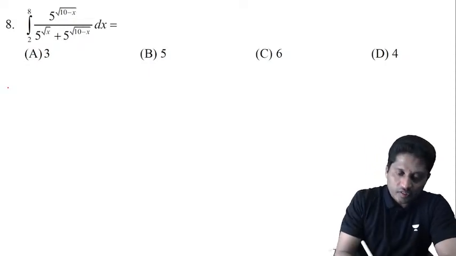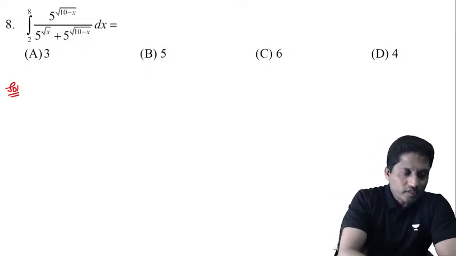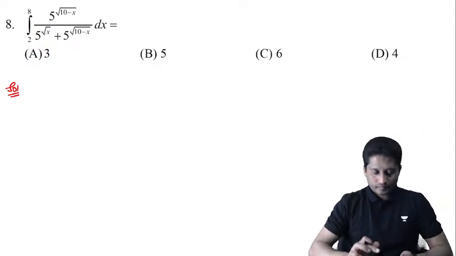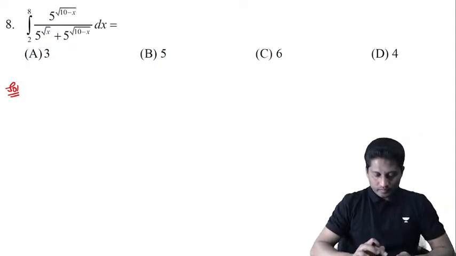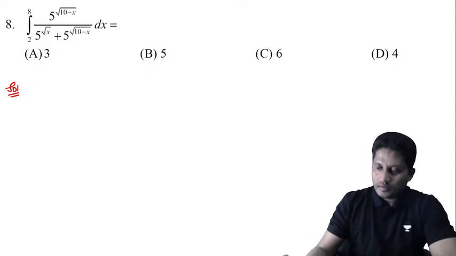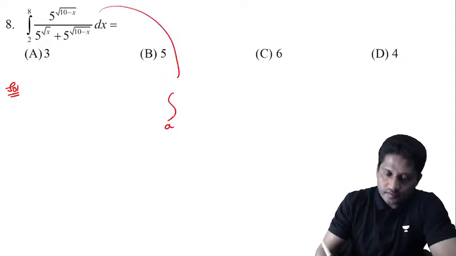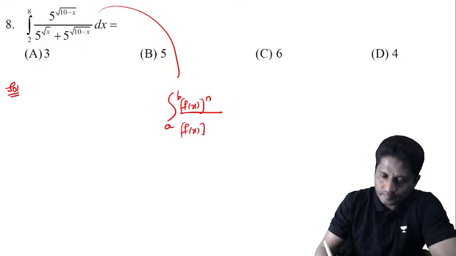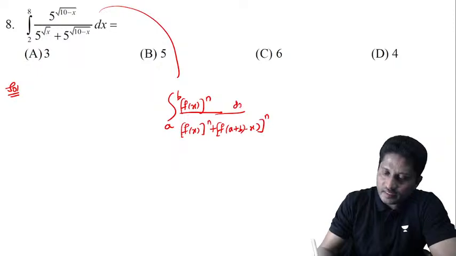Even this shortcut I taught you. Suppose you have the integral from a to b of f of x to the power n divided by f of x to the power n plus f of (a plus b minus x) the whole power n, dx. The answer is always equal to (b minus a) by 2.